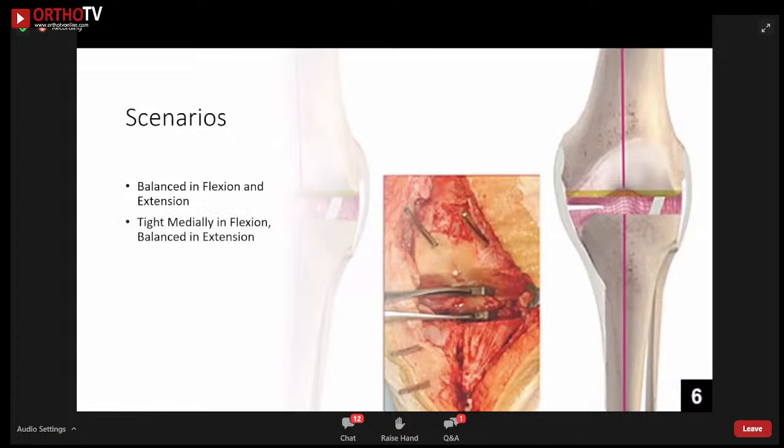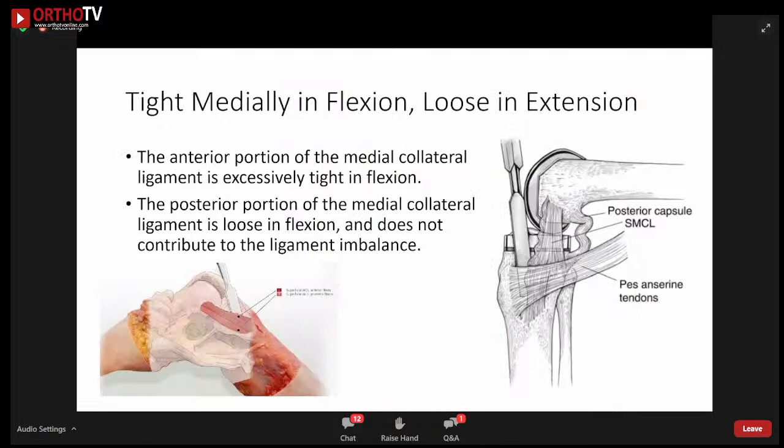You could have tight in flexion and balanced in extension. Tight in extension, balanced in flexion. Or you could have tight in flexion and extension. Now in Australia, we get many of the patients presenting early, and in 90% of my patients, I don't have to do any balancing because they present at a very early age. However, if you go to the countryside, you get many patients like we got back home, with significant deformity, who need extensive release.